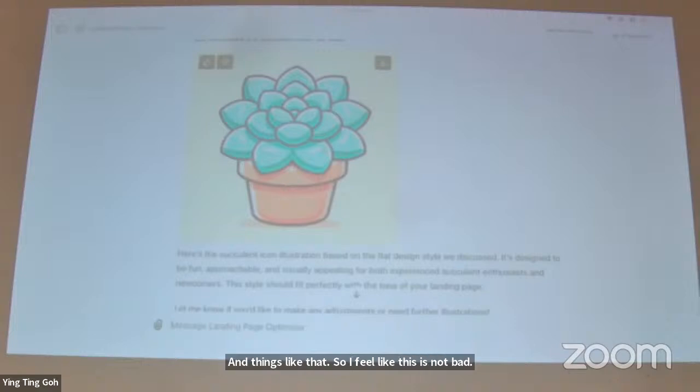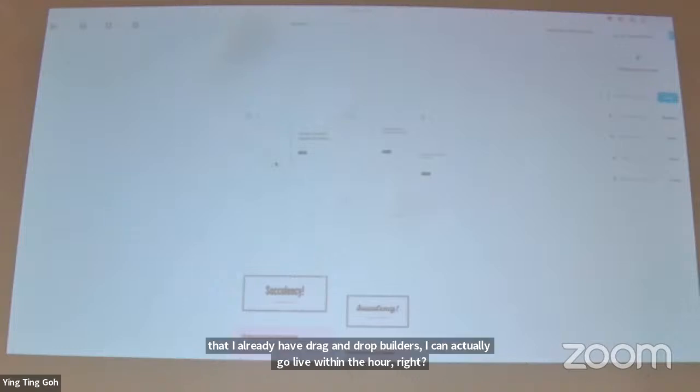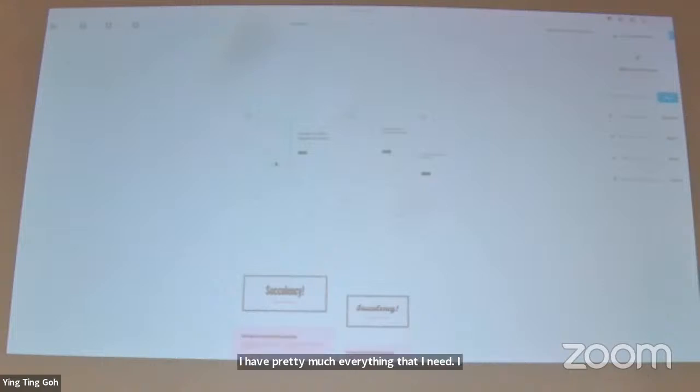So I feel like this is not bad. This doesn't look spammy. This doesn't look bad. So if I was creating, I have so many elements that are already ready from here. Than if I just have Wix or, for example, Framer in this case, that already have drag and drop builders, I can actually go live within the hour, right? I have pretty much everything that I need. I probably only need the link to place the order, and then I would hit connect.